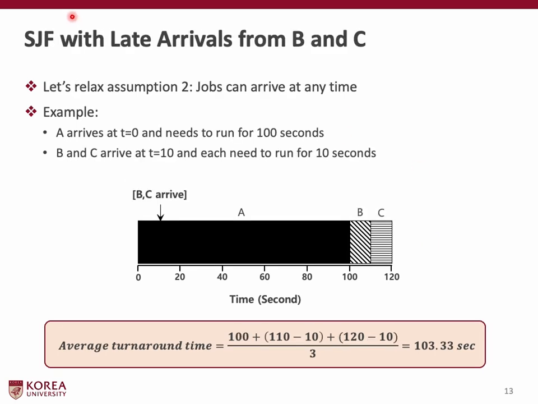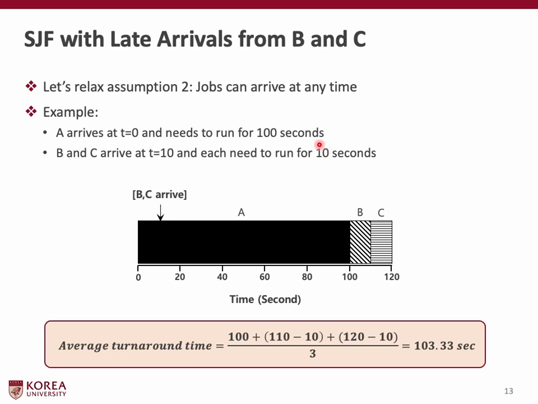Okay, now let's make our model a little more realistic by relaxing the second assumption, which is that all jobs arrive at the same time. In a real system, jobs arrive at different times. Then what happens to SJF in that case? Let's consider this example. Job A arrives at time 0 and it needs 100 seconds to run. And jobs B and C arrive at time 10 and each of them needs only 10 seconds.